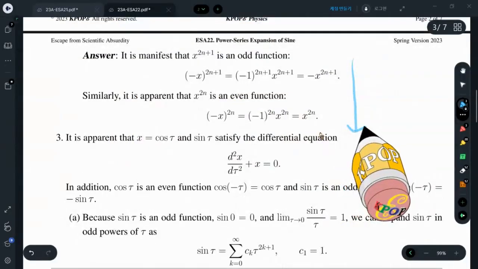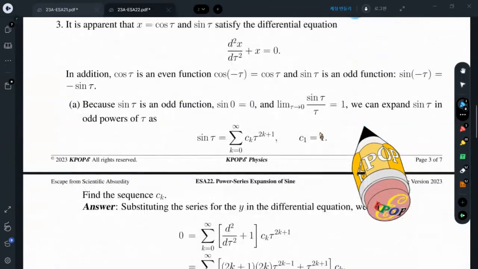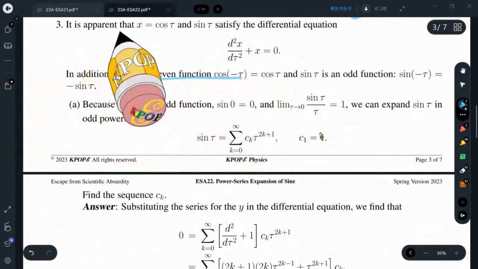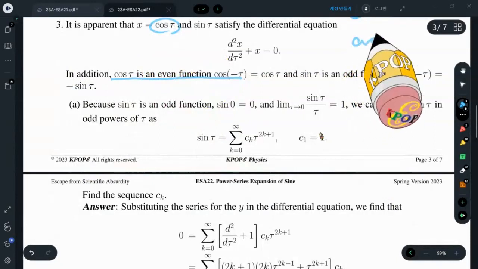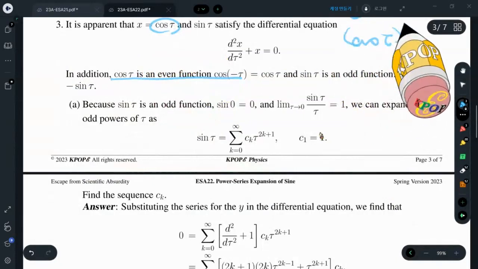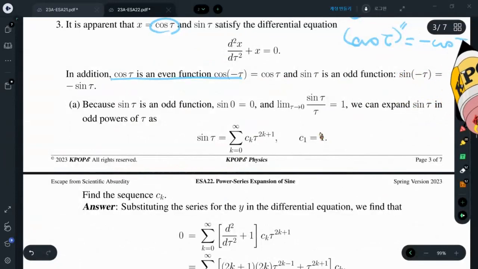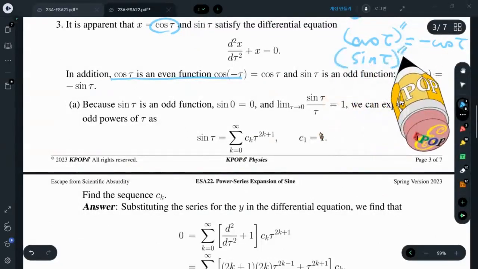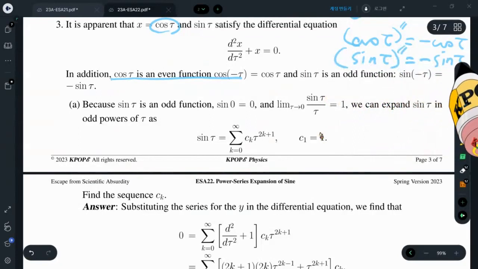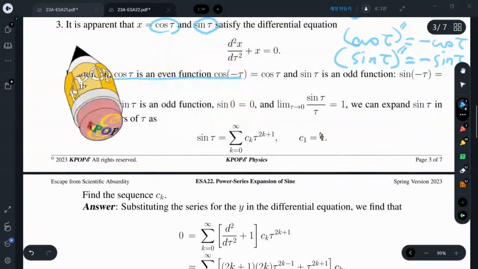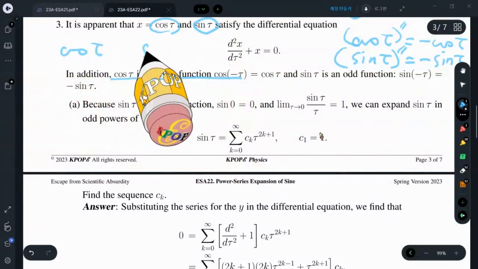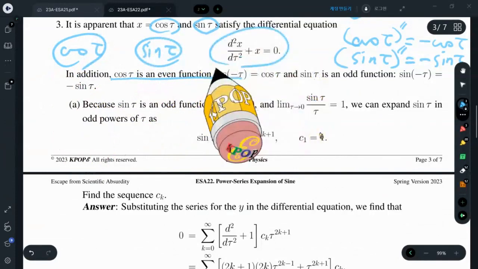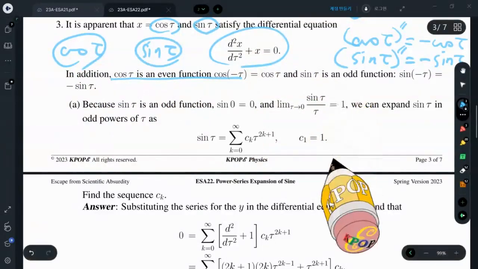I don't have to explain this. Okay, cosine is an even function. Let's say it's apparent. You take the double derivative of cosine, you have minus cosine. You have double derivative of sine, you have minus sine. Therefore, you find that cosine tau and sine tau, both of them are the solution of this differential equation.